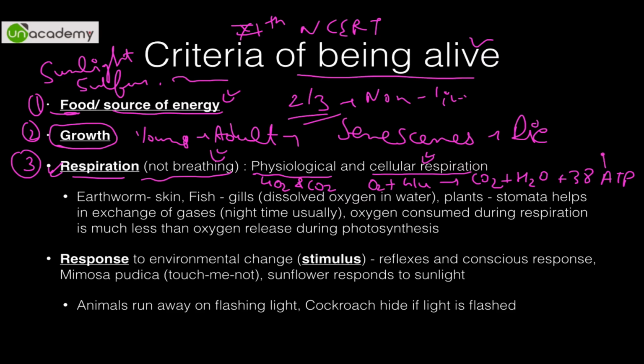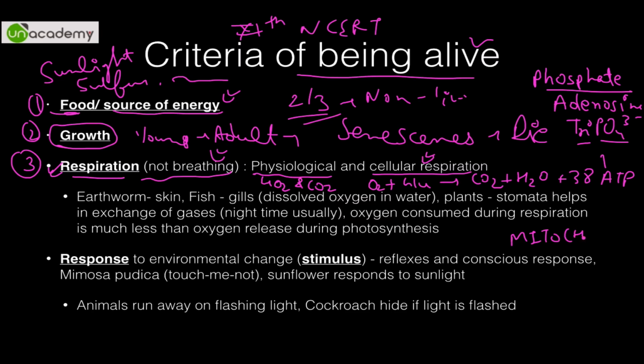That ATP means adenosine triphosphate. They ask this in MCQs: what is the energy currency of the cell? So this is called adenosine triphosphate. This is the spelling of phosphate. ATP is the energy currency of the cell. They also ask what is the powerhouse of the cell. Then the answer is mitochondria, where this cellular respiration takes place.